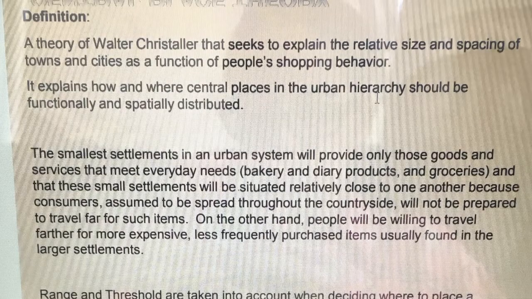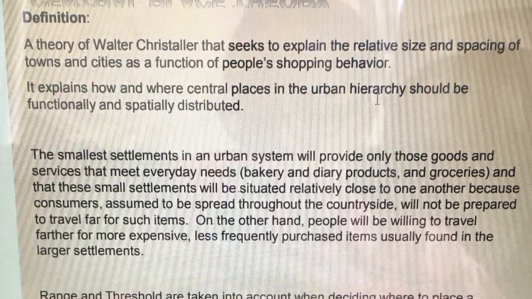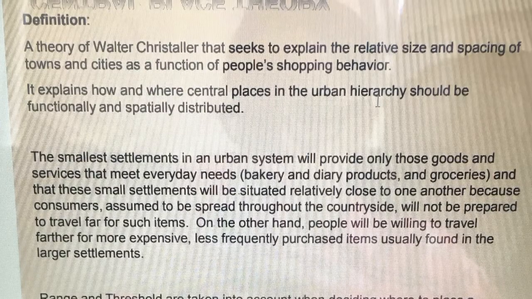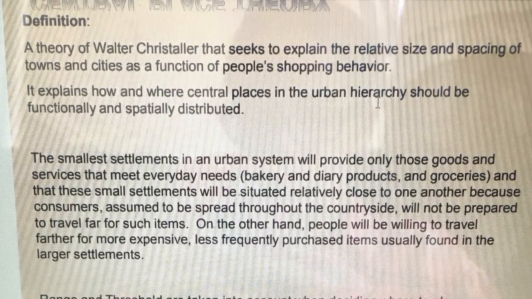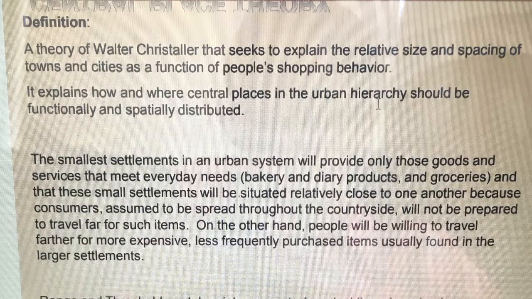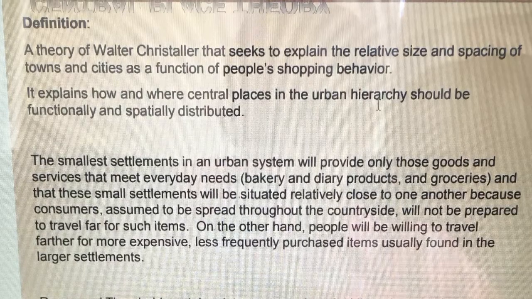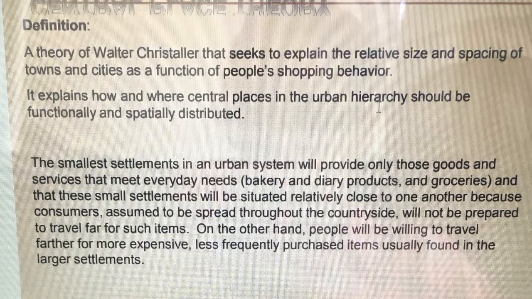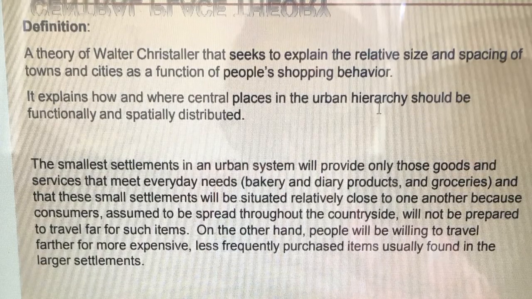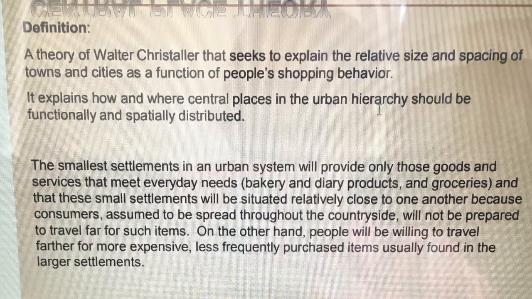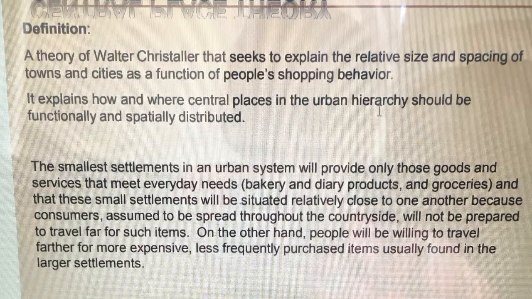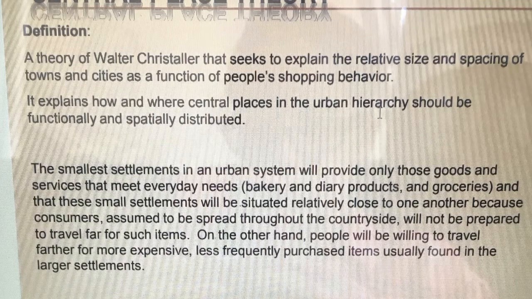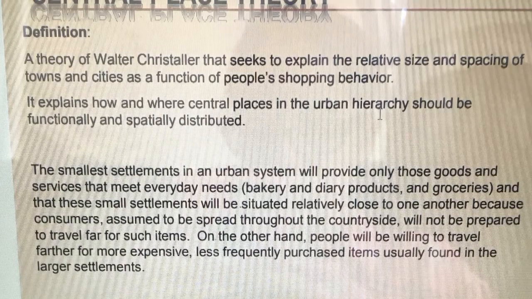Oh, okay. So now we're going to be talking about the smallest settlements. The smallest settlements in an urban system will provide only those goods and services that meet everyday needs, such as bakery and dairy products and simple groceries such as fruits and vegetables. These small settlements will be situated relatively close to one another because consumers, assumed to be spread throughout the countryside, will not be prepared to travel far for such items. So basically, this is the gist of it.